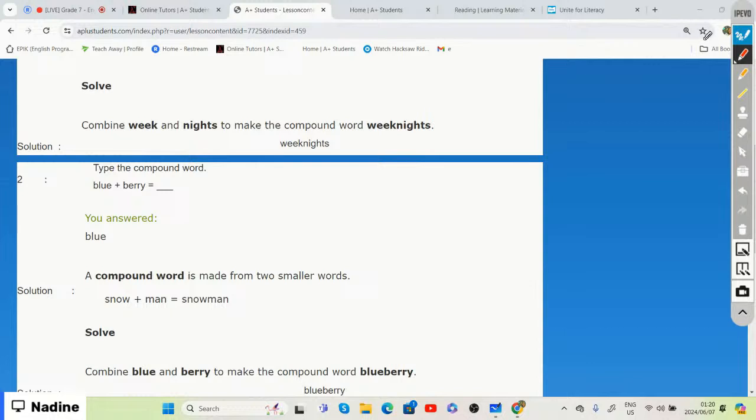So blue plus berry, we can say is blueberry. So it's a blueberry, right? And blueberry is a combination where we combine blue and we combine berry to make the compound word, which is blueberry. Yes, well done. Blueberry is correct. And even the way you write it is correct. So well done. Because we see that there must be no spaces in between, no punctuation marks, no hyphens, nothing.